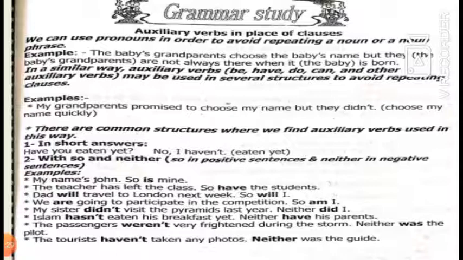The passengers weren't very frightened during the storm, neither was the pilot. The tourists haven't taken any photos, neither has the guide. Please correct it in your booklet. Okay, here we have a verb in the present perfect. The tourists haven't taken. So we have to say neither has the guide.